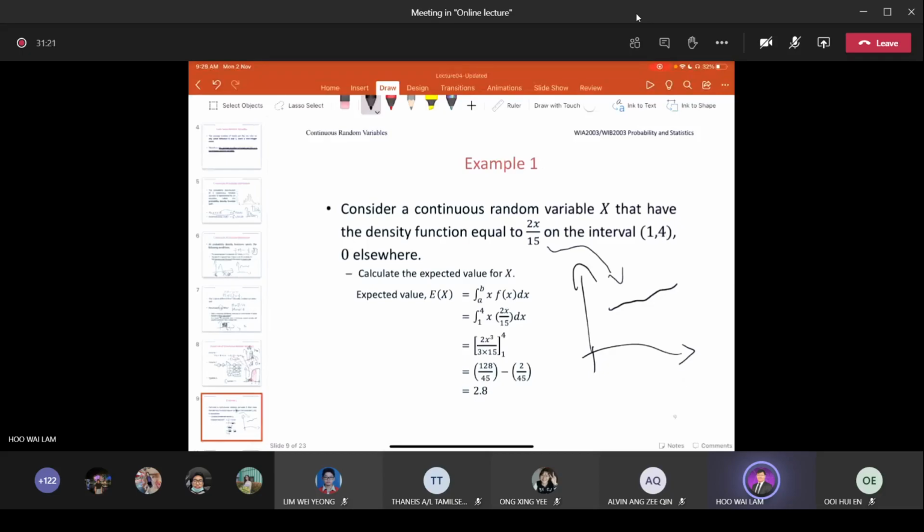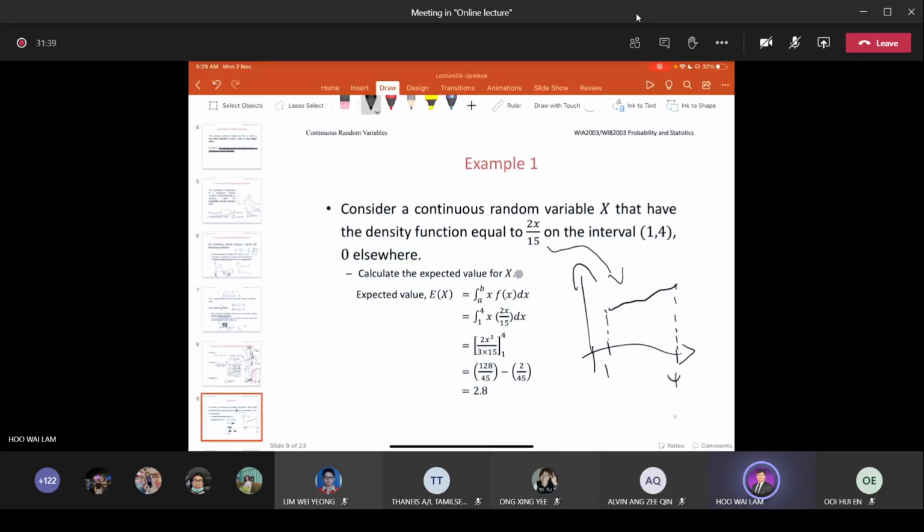The interval 1 to 4 basically tells you that 1 and 4 are over here. And when you sum up this whole thing, you will get a probability of 1. You see? Interval 1 to 4, 0 elsewhere. Calculate the expected value of x.